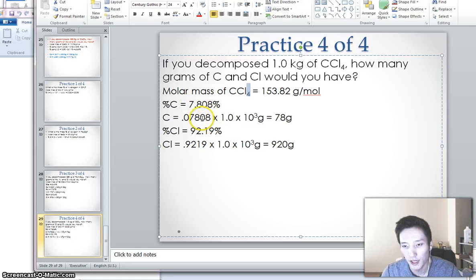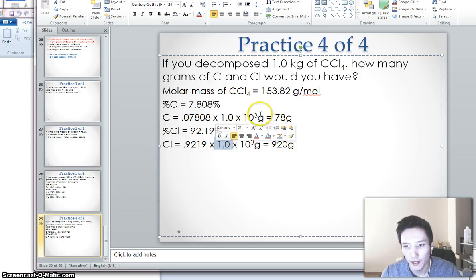Take the percentages, times it by what we have, which is 1.0 times 10 to the third grams. Okay, and you have 78 grams. And then same thing for chlorine, you multiply the percentage in decimal form times what we have originally, which is 1.0 times 10 to the third grams, you get 920 grams. Okay, 2 sig figs because of this guy over here.